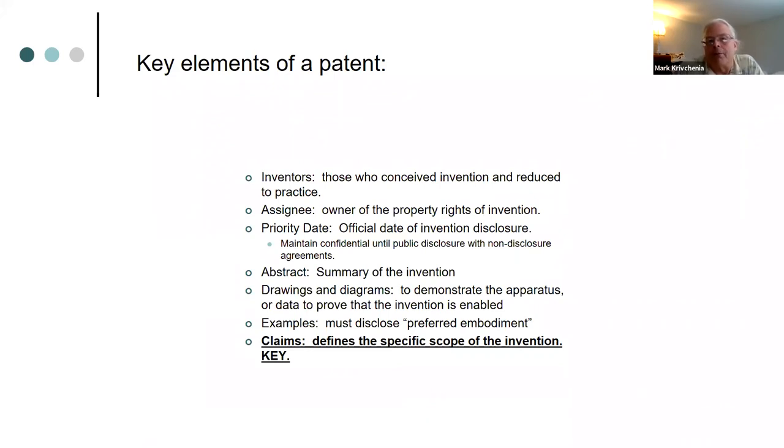Okay, the third important element of a patent is the priority date, and that's the official date that the invention is disclosed.